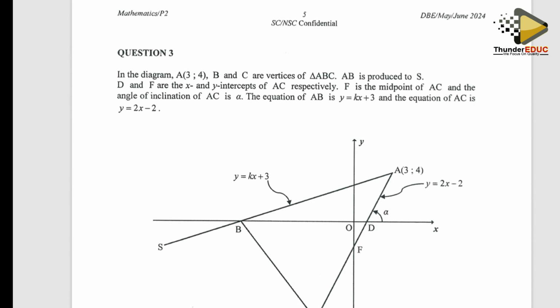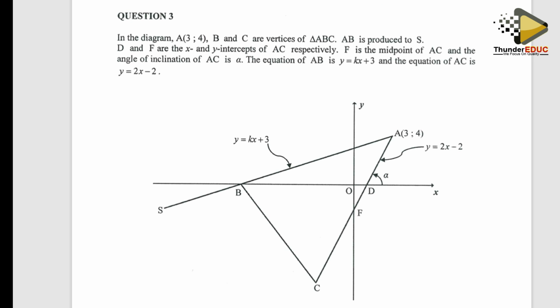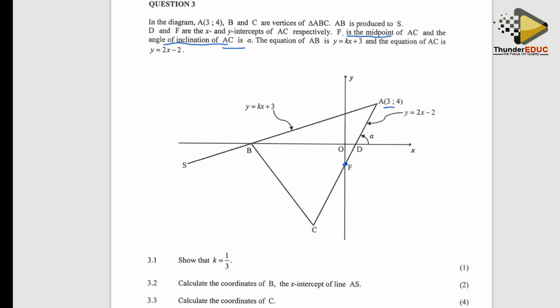We move on to question number 3. They are telling us that in the diagram, A is (3, 4), and B and C are vertices of this triangle. AB is produced so that we get S. D and F are the x and y intercepts respectively. F is the midpoint of the line AC. I'm going to highlight the angle of inclination too. The equation of AB is given as that, the equation of AC is given as that. Can we show that K is 1/3?